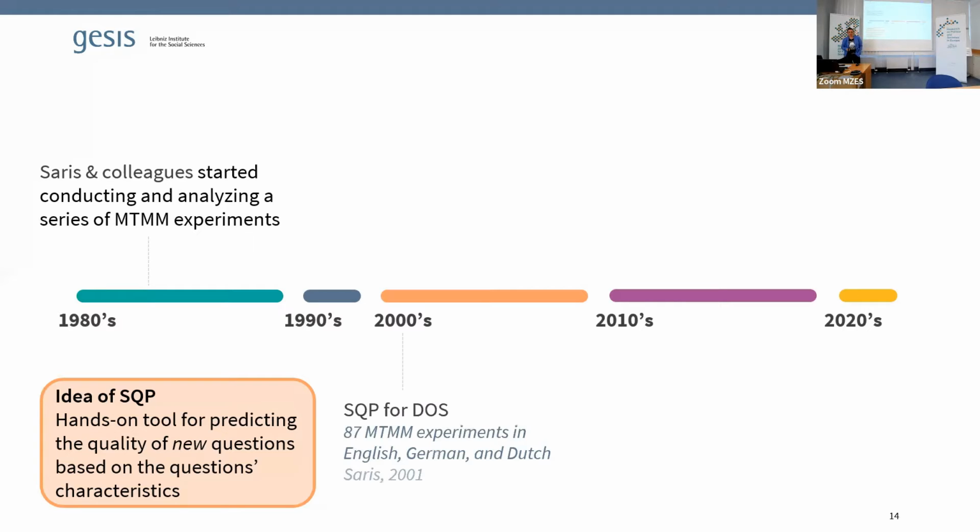This all was then put into the first SQP version already in 2001, back then programmed for DOS, and was based on an analysis of 87 of these MTMM experiments in English, German, and Dutch. A few years later, Willem Saris, Daniel Oberski, and Coopers made it available for Windows.